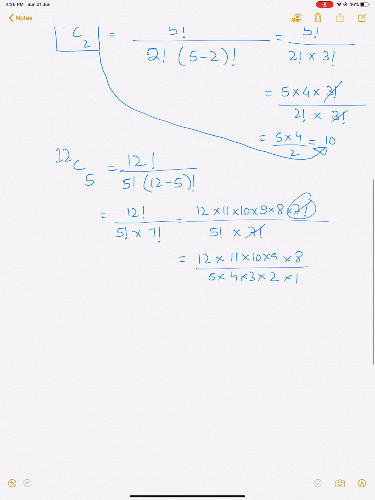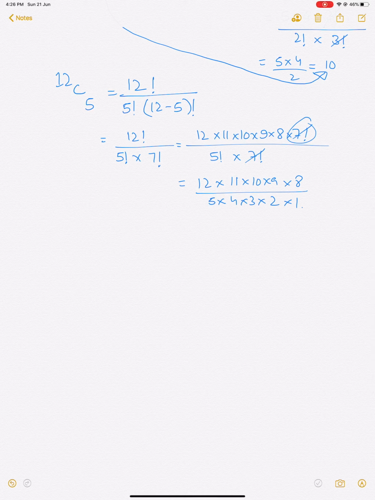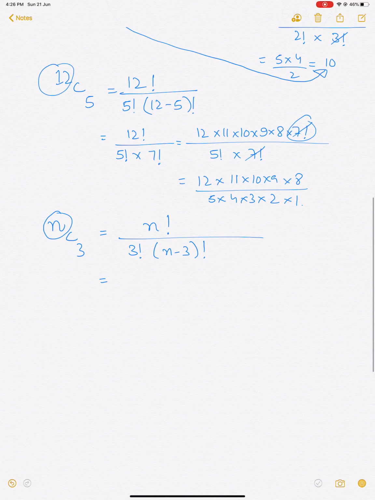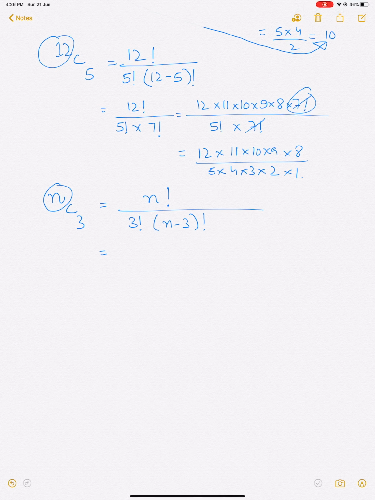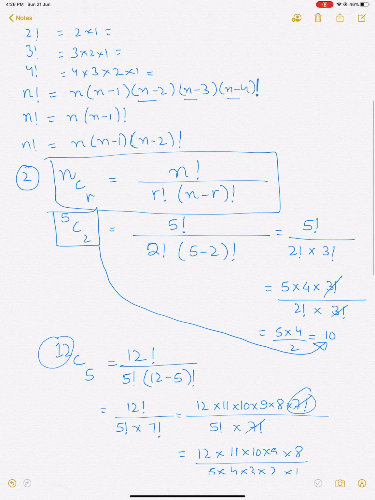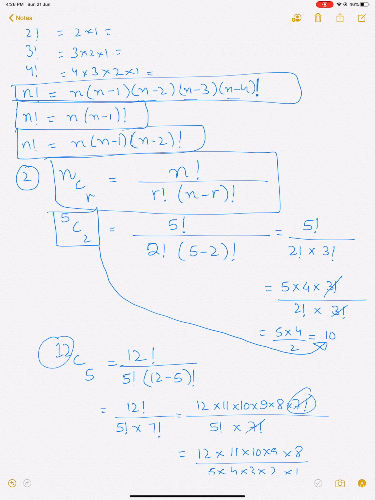Okay, one more thing which I want to add here, that is nC3. For example, I do not know n. Here I knew 12 and then I expanded it. So nC3 can be opened as n factorial over 3 factorial and (n minus 3) factorial. This is the meaning of n factorial, so I can expand n factorial as long as I need.